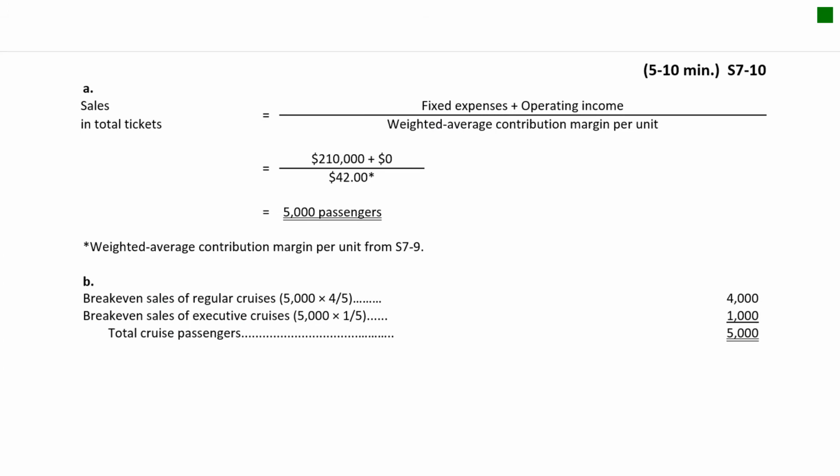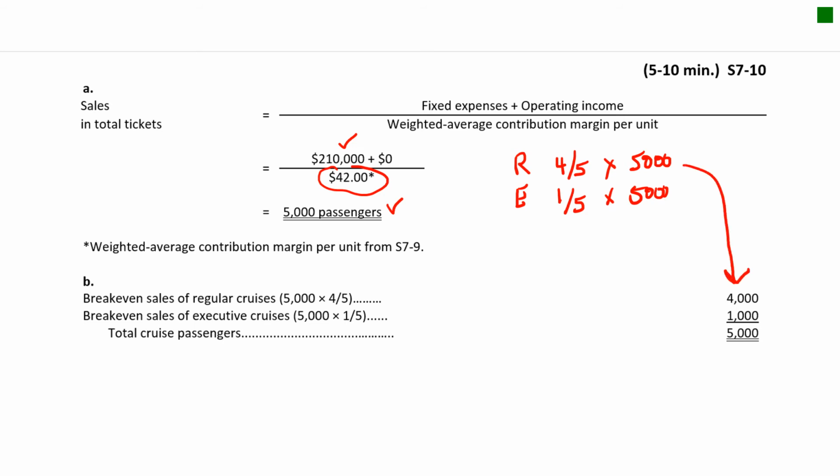So here's your total break-even. The fixed costs were $210,000 divided by your weighted average CM per unit, which gives 5,000. So remember, it was a 4-to-1 ratio. So again, for the regular and executive, for the regular it's going to be 4/5, and for the executive, it's going to be 1/5. You're going to multiply each of those by the 5,000, and they're showing you the answers right down here. For regular, it's going to be 4,000 tickets, and for the executive, it should be 1,000.